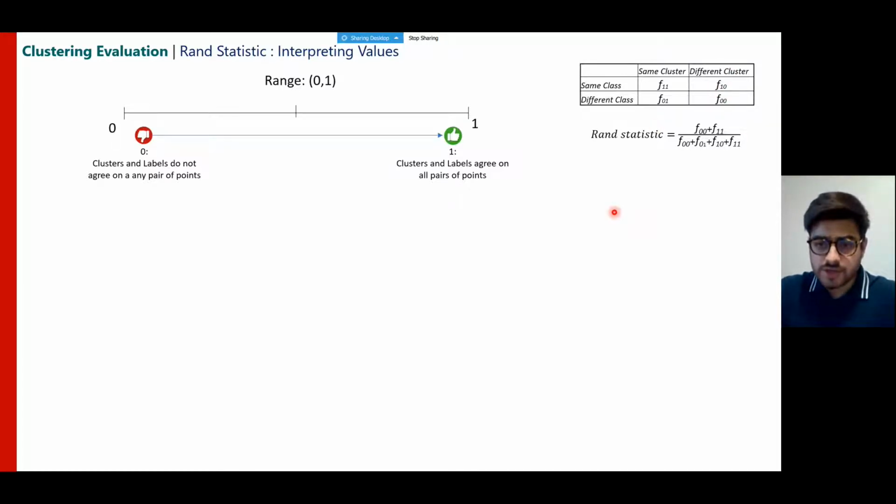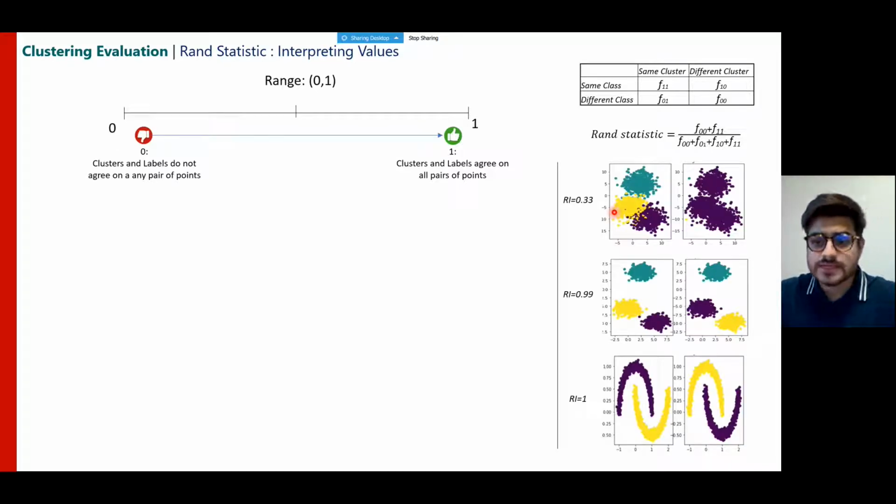To look at a few examples of RI values, we look at the following data sets. The actual data set is on the left hand side with their class label colors, and the cluster data is on the right with the cluster label colors. We see that the RI value is 0.33 for this clustering. This is probably because the points in the yellow cluster here belong to a different class compared to the purple points, but this clustering algorithm clubs them together, so we get a low RI value.